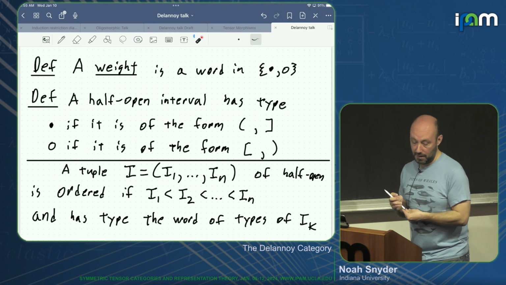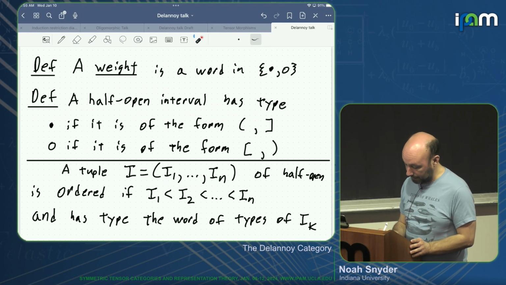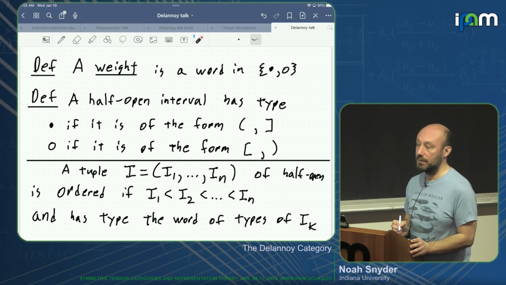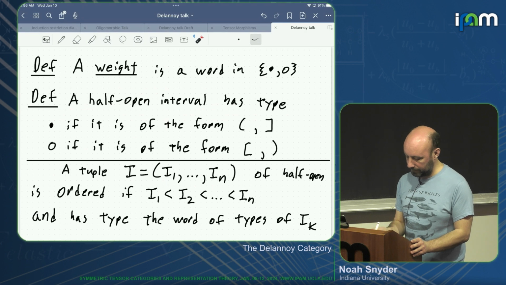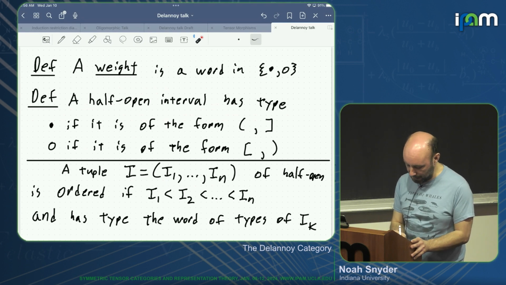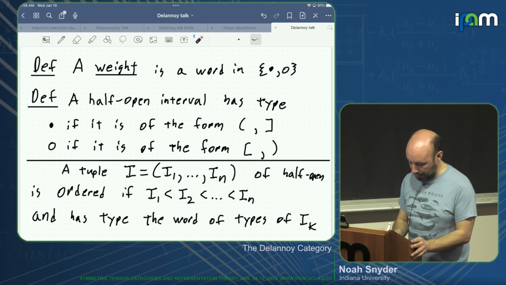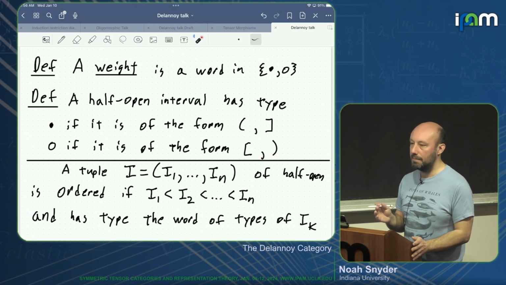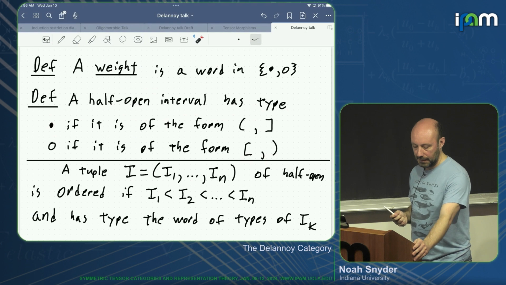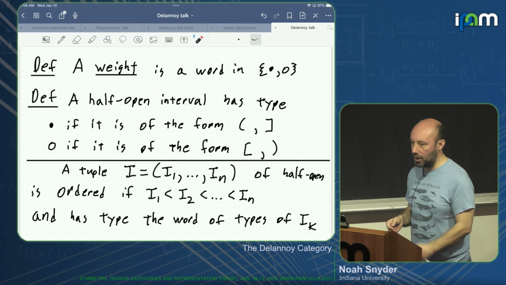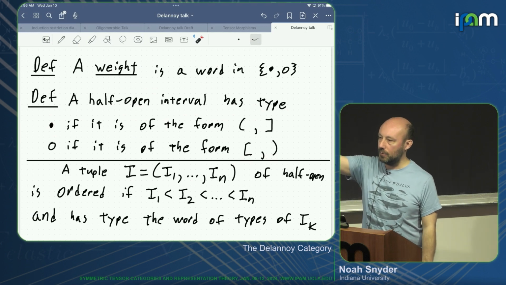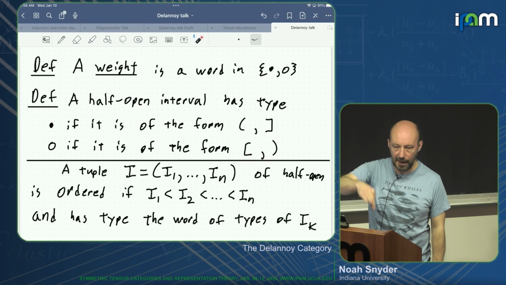Here's what the answer is. A weight is going to be a word in these two letters, black and white. A half-open interval has type filled dot if it's of this form, and it has the other type if it's of this form. And we're going to call a tuple of half-open intervals ordered if all of the points in one of the intervals are smaller than all the points in the other interval.